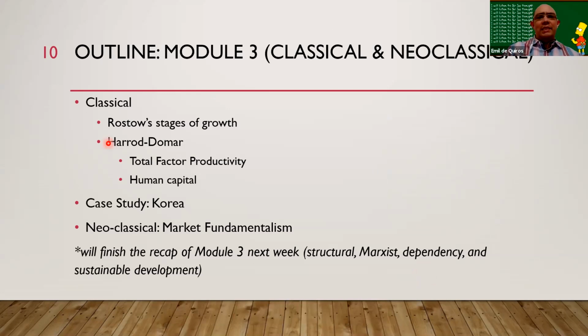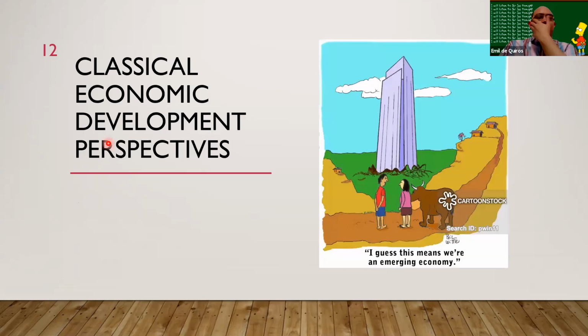So Module 3, same outline as the one in Canvas. So we'll start with the classical and end with the neoclassical, which is free markets. We'll study 2 important things, Rostow's model and Harrod-Domar. And then next week, we'll finish the second half of Module 3, and maybe start introducing Module 4. All right. So we start with the classical economic perspectives. Again, just raise your hand or say something in the chat box if you have any questions.